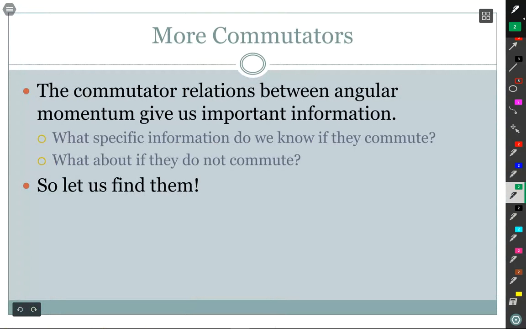Okay, so now let's find some commutator relations. The next slide will say, as on our previous slide, and of course we haven't done any yet, the commutator relations between angular momenta give us important information. What specific information do we know if they commute? What about if they do not commute? If operator A and operator B commute, what's important about that? Exactly. You can know them both simultaneously. If not, then you can't.